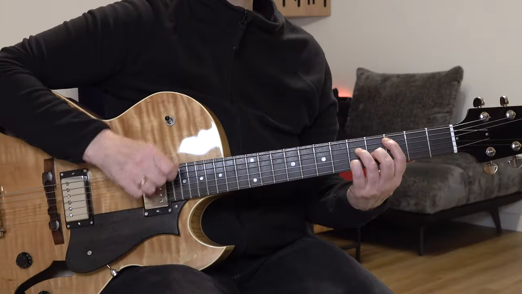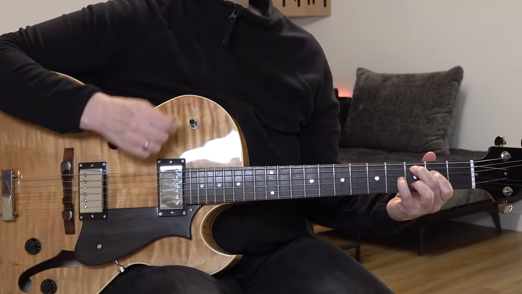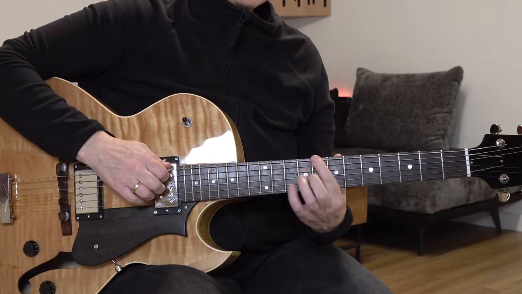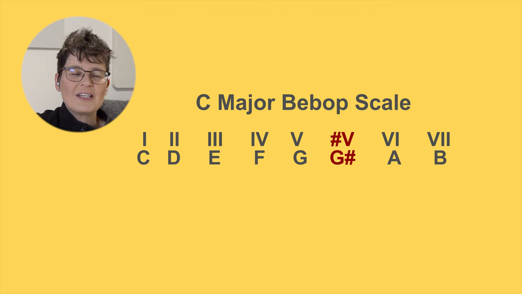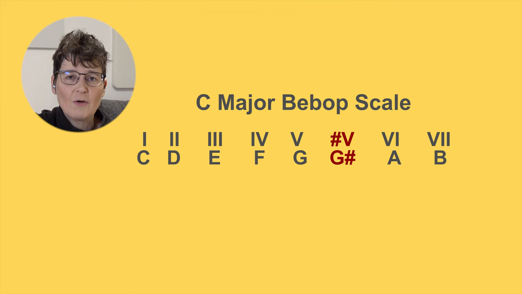The major bebop scale is obviously being played over major chords. That's major 7, major 9, major 13 or 6, whatever is in the major chord group. And there is a chromatic note between the 5th and 6th degree of that scale. So the 5th degree of C is G and the 6th is A. So there's a G sharp passing note in between.